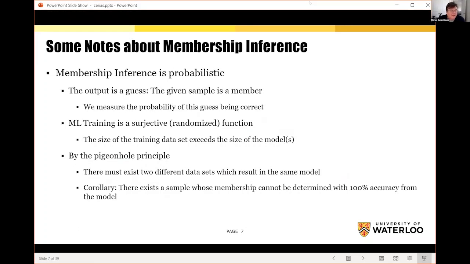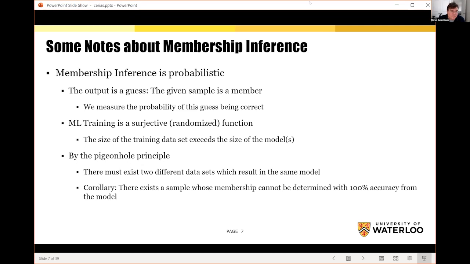Right from the start, I want to say that membership inference is probabilistic, right? The output of a membership inference is, okay, the sample that is shown in the middle of the previous picture is a member or a non-member. And we measure as the success rate of the membership inference the probability of this guess, member or non-member, being correct, right? So it's a probability. It is not always correct. And this is also necessarily so. So membership inference attacks cannot possibly be 100% correct.